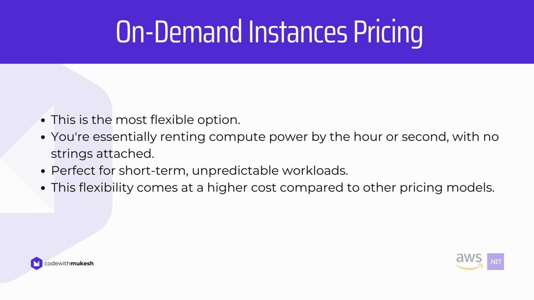Next, let's talk about the pricing for EC2 because this is where things get pretty interesting. AWS offers several pricing models that can help you optimize costs depending on your specific use cases. First, we have the on-demand instances. This is the most flexible and the popular option. You are essentially renting compute power by the hour or second, no strings attached. This is perfect for short-term, unpredictable workloads.